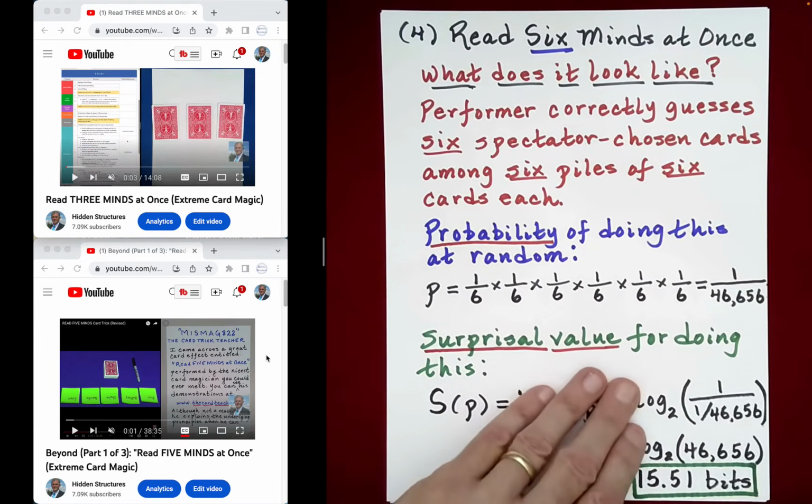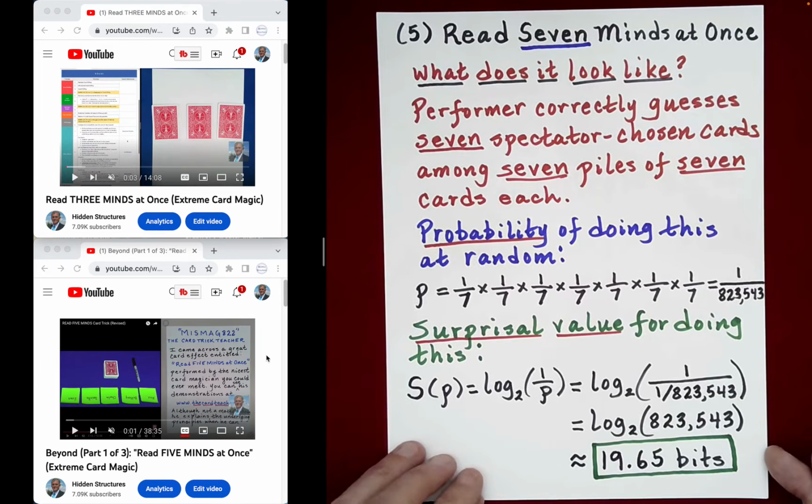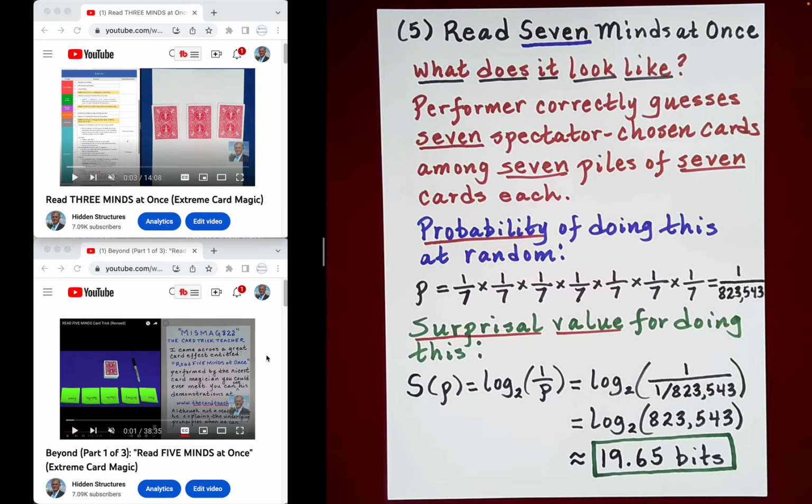And of course, we can go up one more and still stay within a standard deck of cards. We can go up to reading 7 minds at once. So 7 piles of 7 cards each, in which the spectator is freely choosing a card from each pile. The piles are randomly stacked and mixed thoroughly. The cards are put out a second time, and now the spectator is just asked, where is your first selection? Which pile of 7 cards contains your first selection?